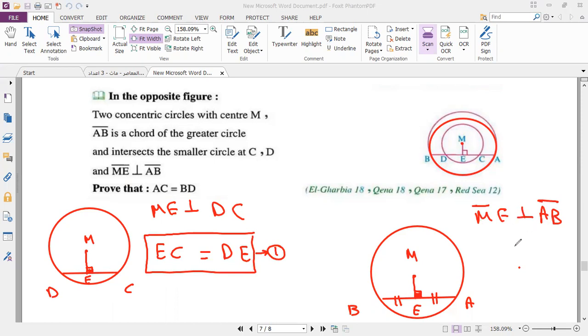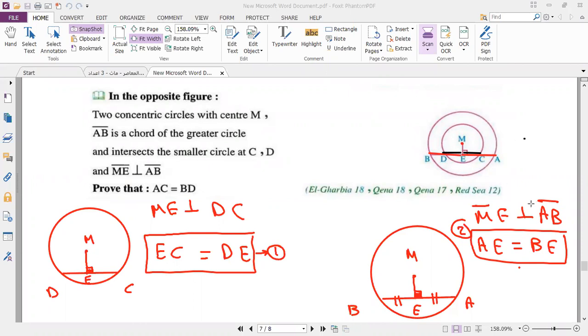Because ME is perpendicular to AB, E is the midpoint of AB, so AE equals BE. They are the same. Number two. So here in this circle, look at the way I am coloring them. AE, colored in red, equals DE, which is colored in red. And I proved that EC, which is colored in black, equals DE, which is colored in black.